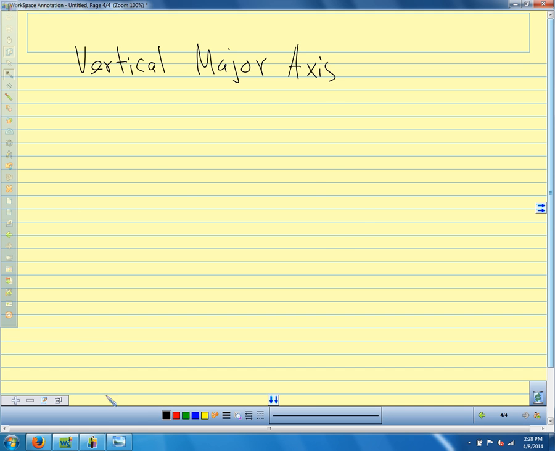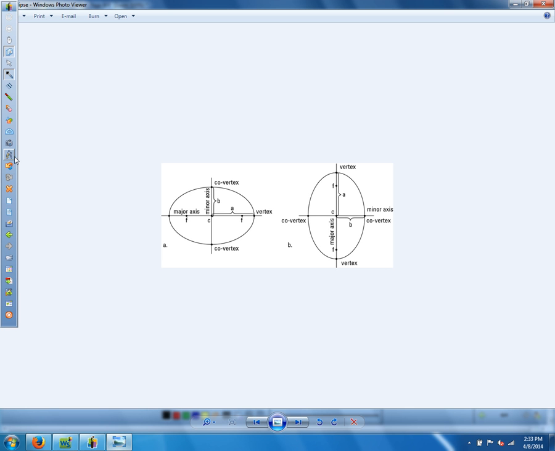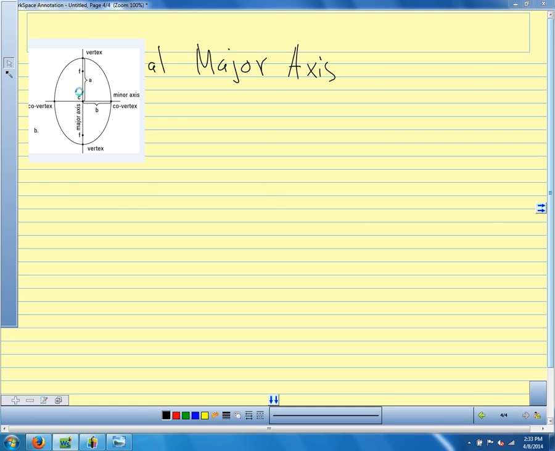All right, let me grab a picture of a vertical ellipse. And there we go. I'll have to bring my other fan in here.